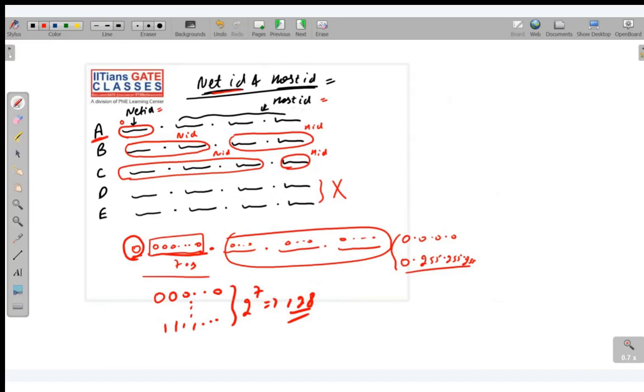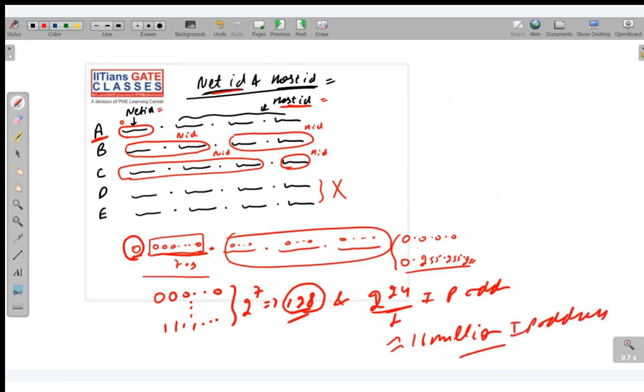And how many IP addresses can each organization have? That is given by host ID. Total 3 octets are there, 8 plus 8 plus 8, that is 24. So each organization will have 2 power 24 IP addresses. Are you getting it? So class A IP addresses can be given to 128 organizations, and each organization will have 2 power 24 IP addresses. I have told you 2 power 10 is approximately 1000, 2 power 20 is a million, so 2 power 4 is 16. So approximately 16 million IP addresses in each block of class A.